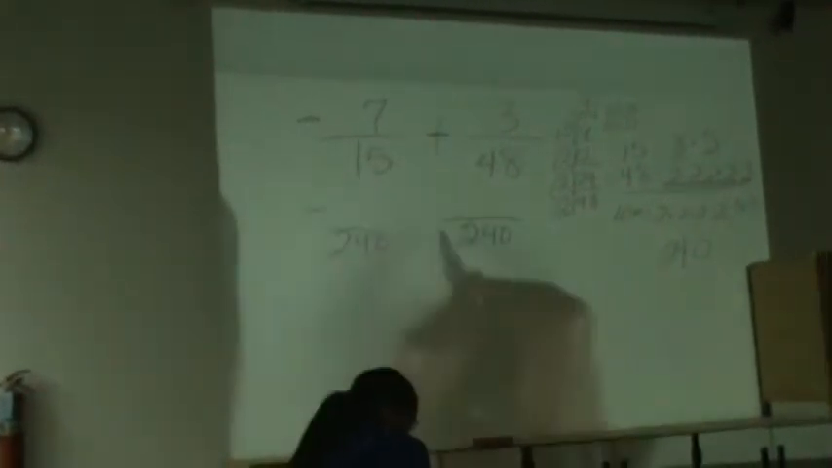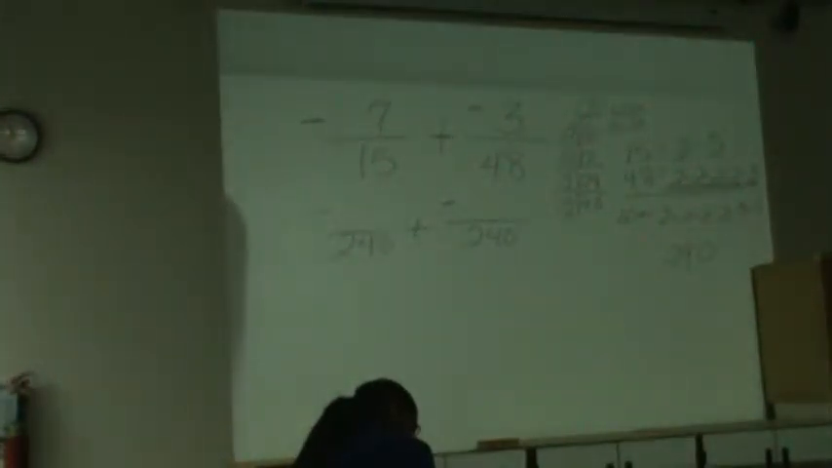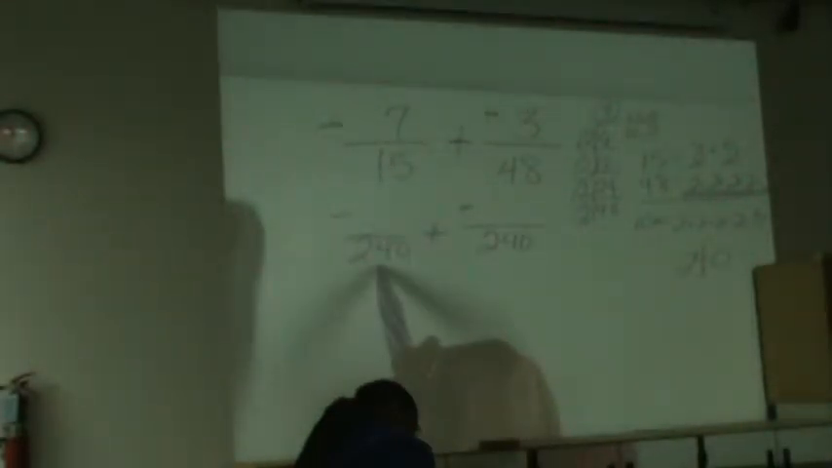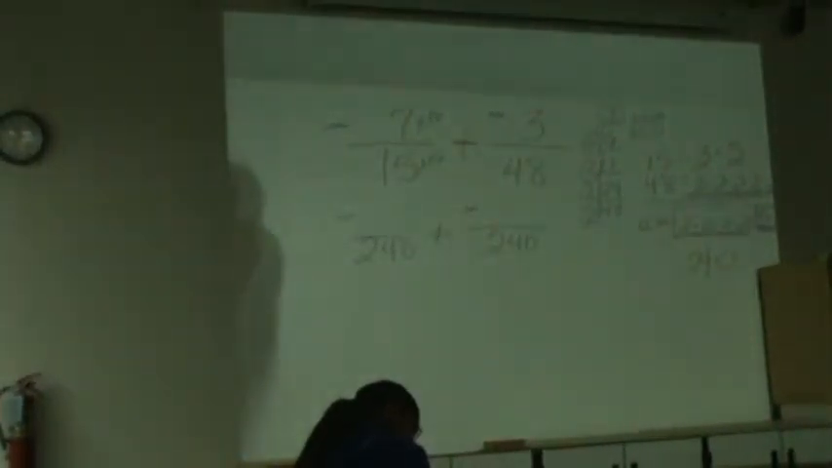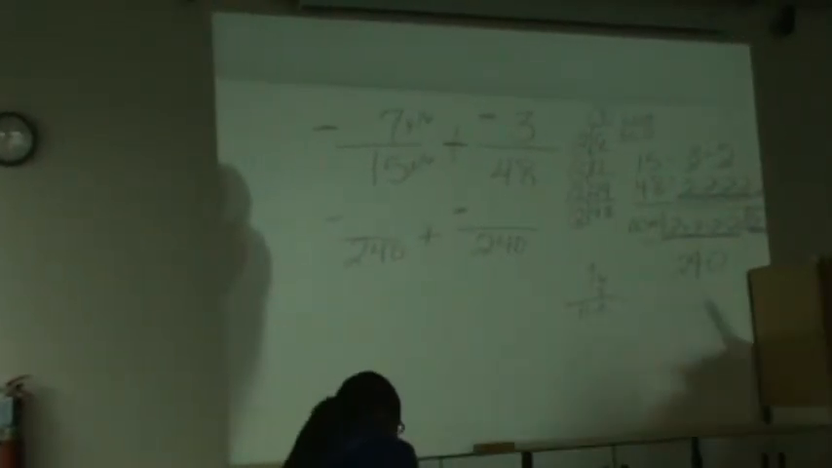This one's negative plus a negative. Make sure you have your signs on there. Okay, 15 is multiplied by what to get 240? Here's 15. So if you multiply 2 times itself 4 times, you get 16. Okay, so 15 is multiplied by 16. 7 times 16, I don't know in my head. 112?